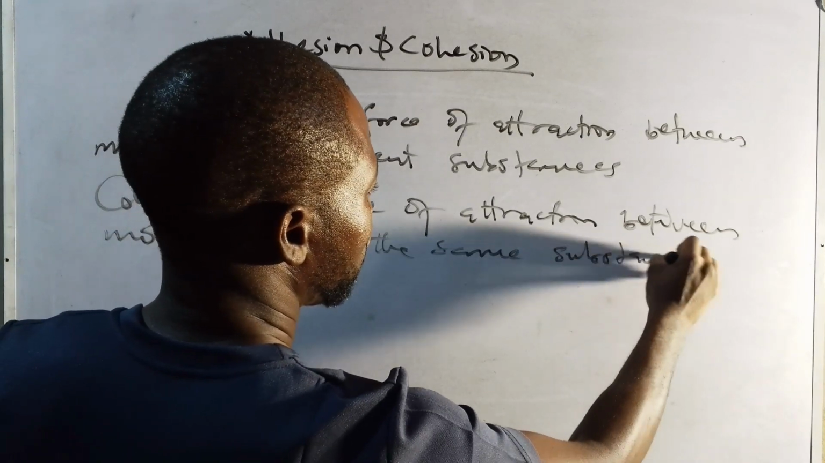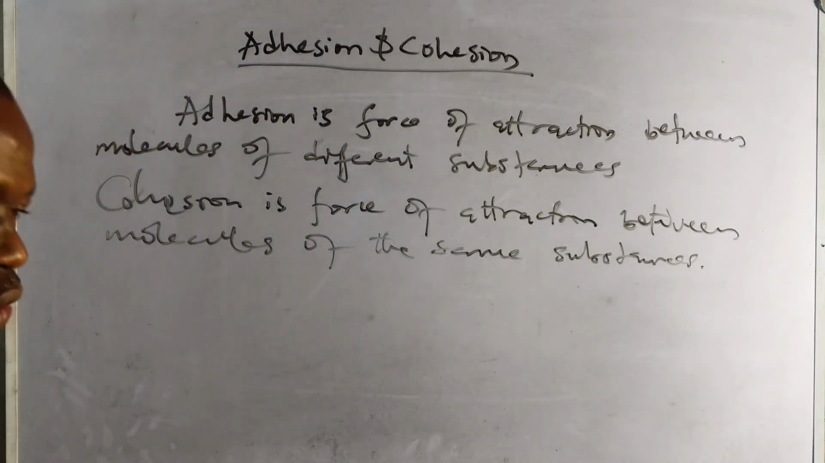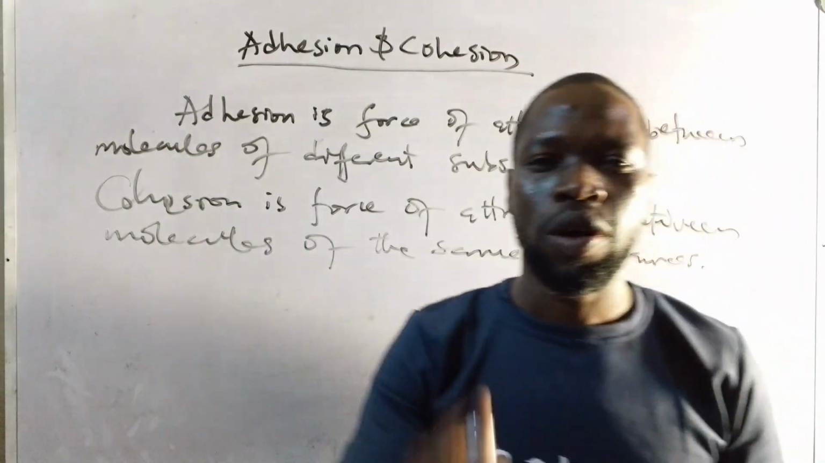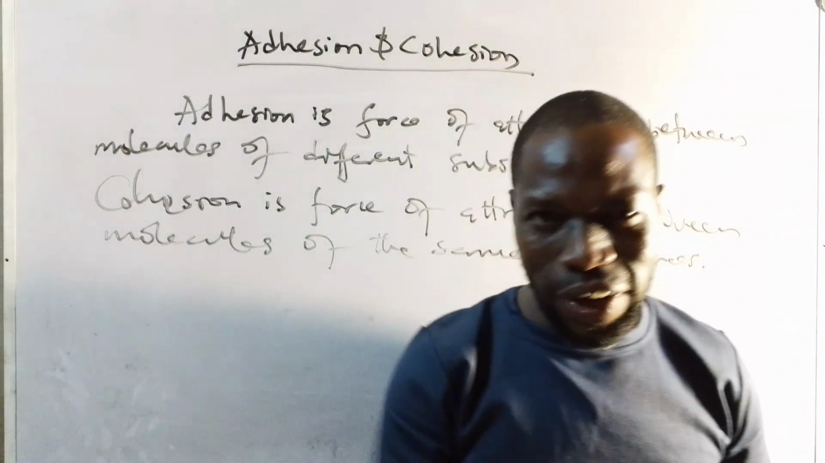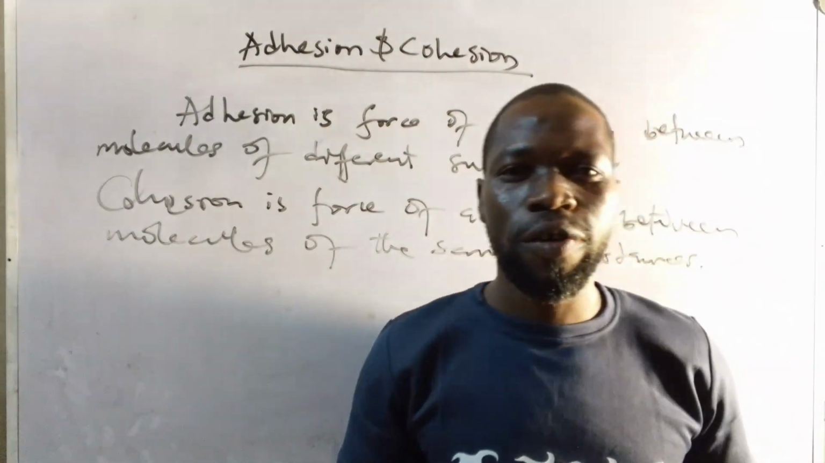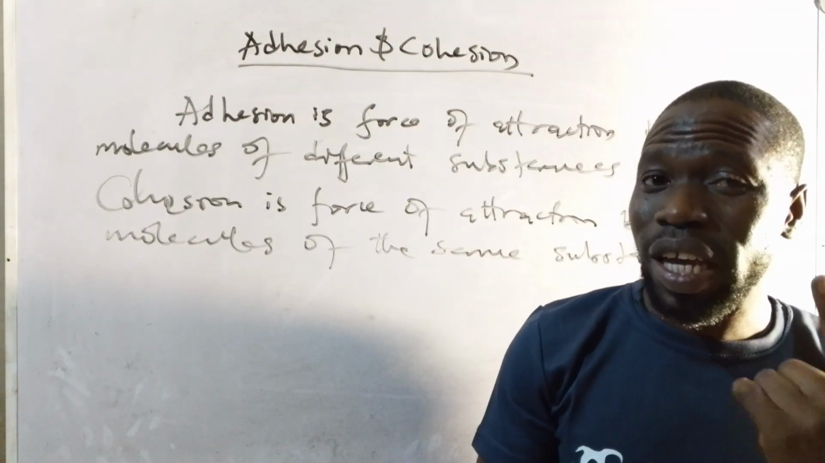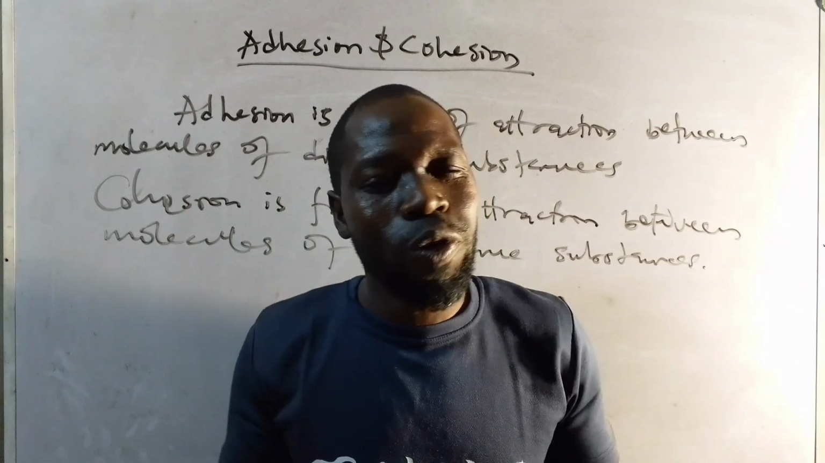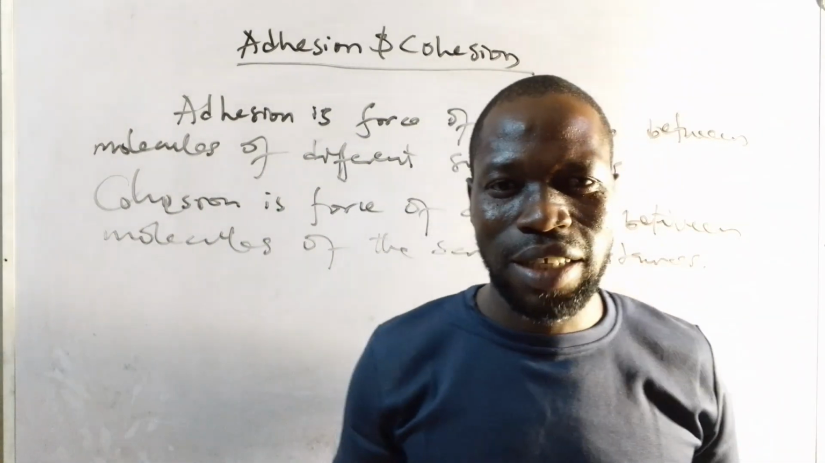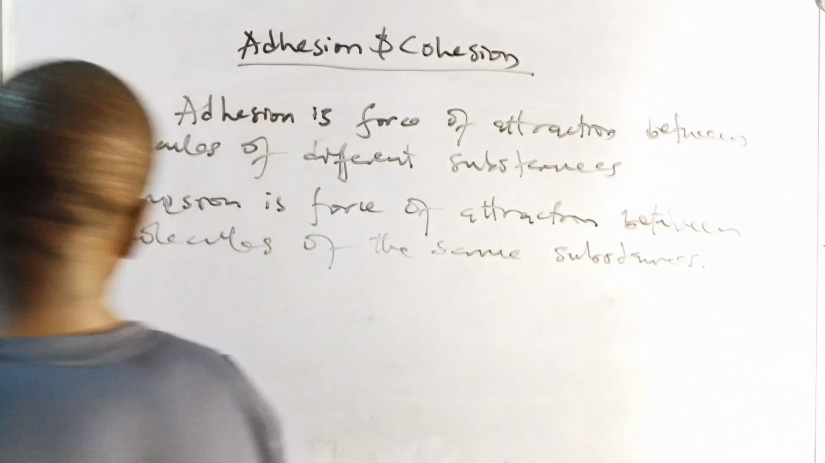All right. So when you have force of attraction between molecules of the same substance, you are talking about cohesion. When you have force of attraction between molecules of different substance, you are talking about adhesion. Let's use water and mercury for example. We will ask you in exam, or mostly you want to wonder why does water wet glass and mercury does not wet glass. Let me show you how both behave.